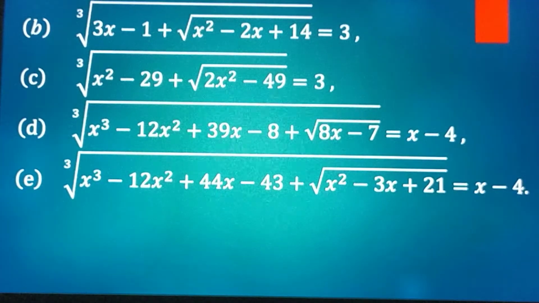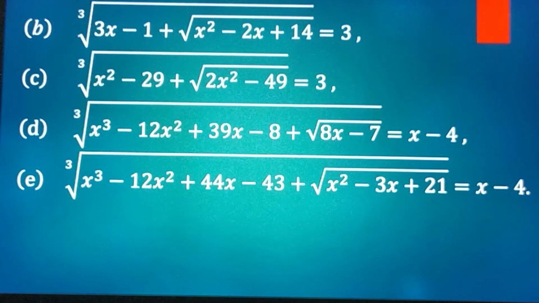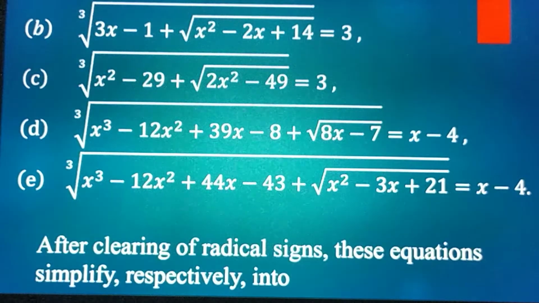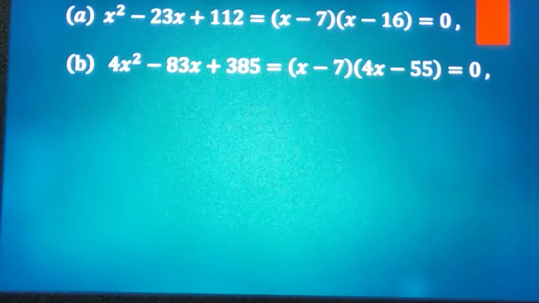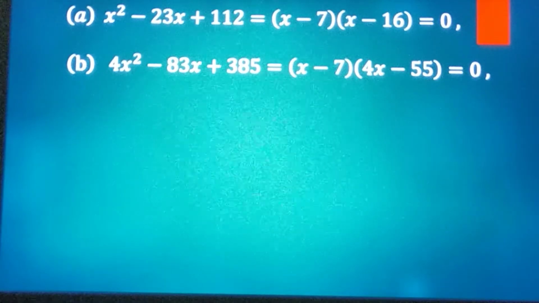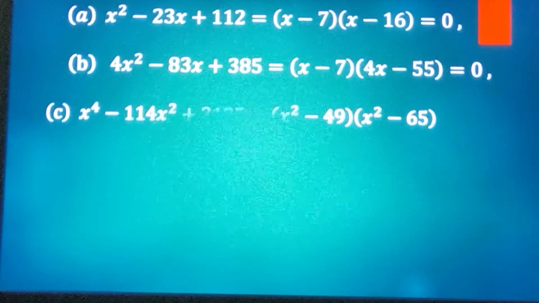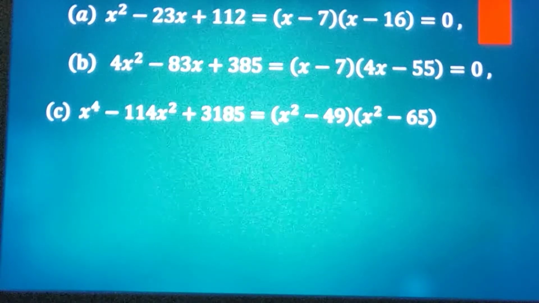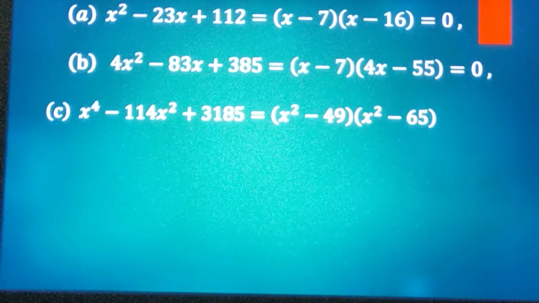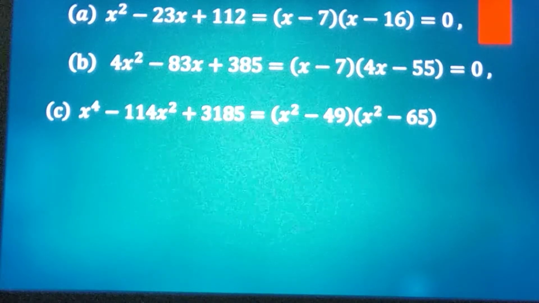Okay, that one. And after clearing of radical signs, these equations simplify respectively to the following equations. Letter A becomes x squared minus 23x plus 112, which is the product of x minus 7 and x minus 16. Letter B, 4x squared minus 83x plus 385, which is x minus 7 times 4x minus 55 equals 0. So again, clearly the embedded solution x equals 7 is there.